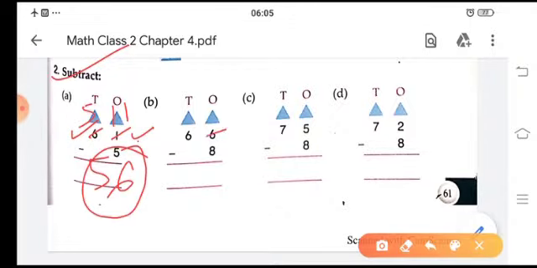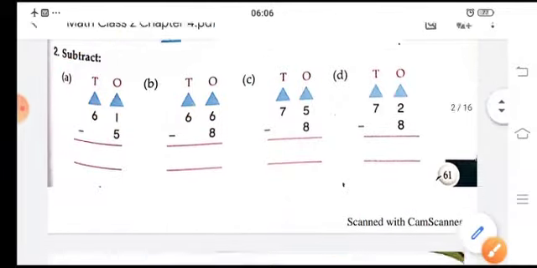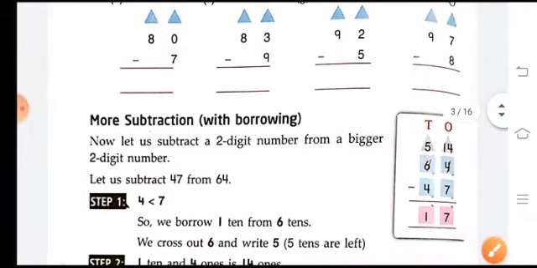Similarly here also, 16 here becomes 5. So 16 minus 8, 8, 58. So in this way, do the other sums. Okay, children.